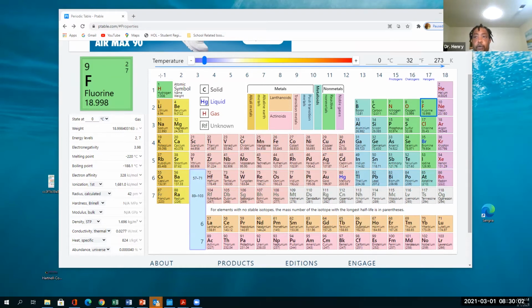Okay, so as we go down a group, radius gets smaller from left to right. But here, radius is going to get bigger as we go from top to bottom.